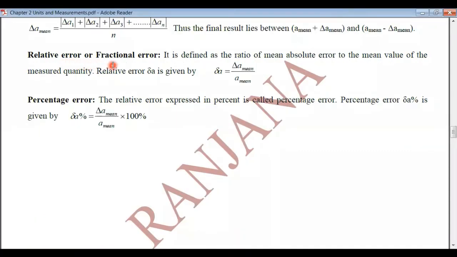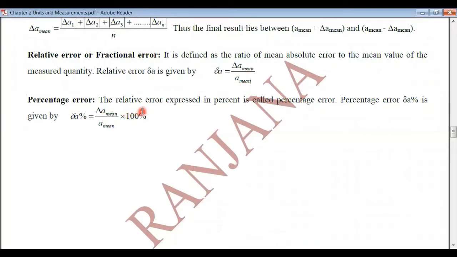Okay, the next one is relative error, which is also called the fractional error. It is defined as the ratio of the mean absolute error to the mean value. So the ratio of the mean absolute error to the mean value, we call it the relative or fractional error. This is also represented by a symbol, which is also called delta A. So delta A is equal to delta A mean upon A mean.